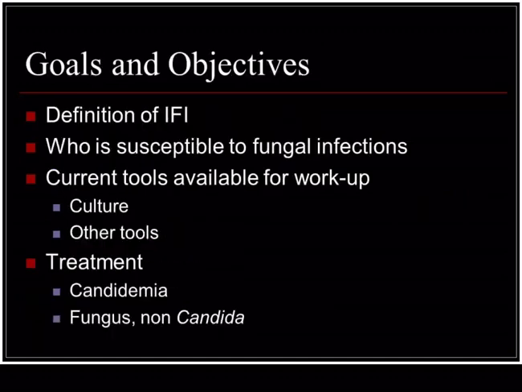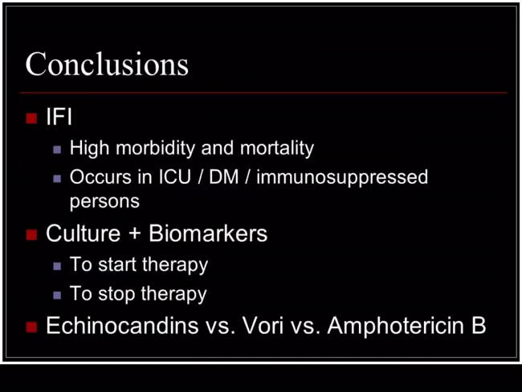So we went through all of this in a very rapid format. We went over the definition of IFI, who is susceptible to fungal infections, the tools that we use, the treatments that are there, and the resources that we use. So remember: high mortality, high morbidity, ICU patients, diabetes, immunosuppressed. There are cultures to be done, and there are biomarkers to be pulled, maybe not here, maybe the biomarkers are different wherever you rotate. There are biomarkers that help you start therapy, biomarkers maybe to help you stop therapy, and in reality, your antifungals come in three big flavors: echinocandins, triazoles, and amphotericin.